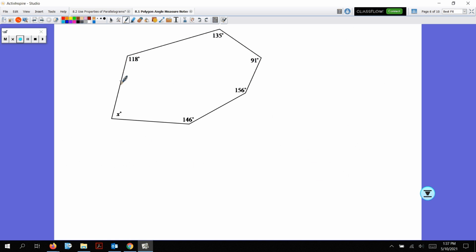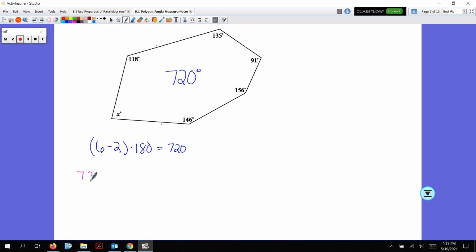So I have a 1, 2, 3, 4, 5, 6-sided figure, right? 6 minus 2, all of that times 180. What does that give us? It gives us 720. So this has an interior sum of 720.